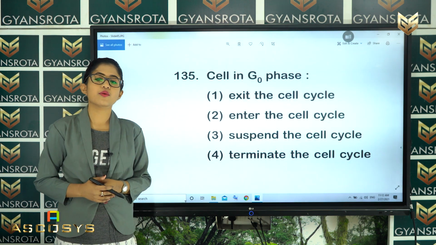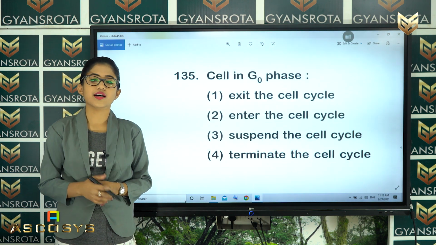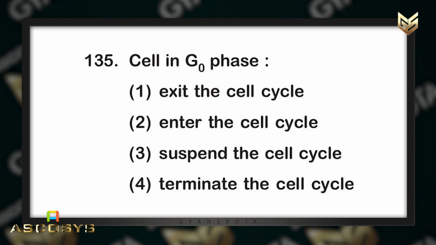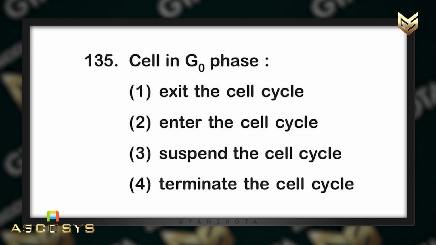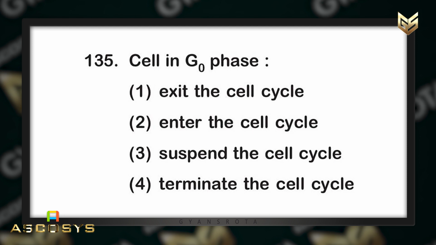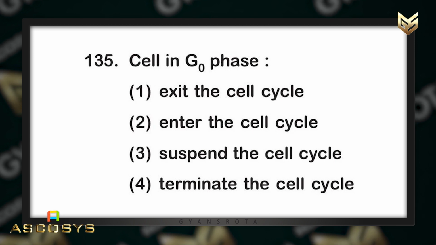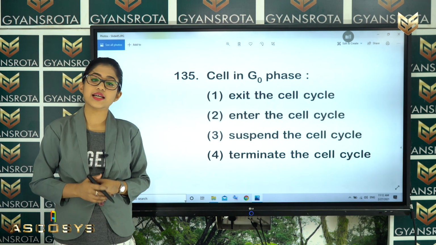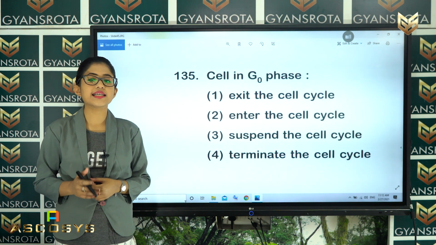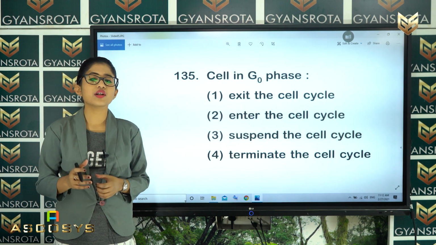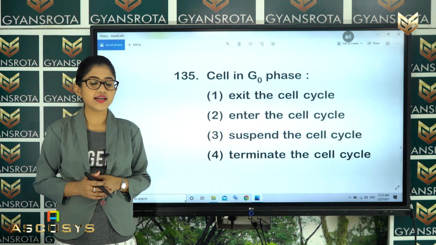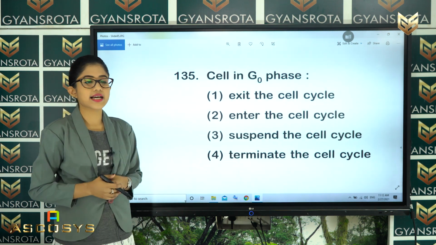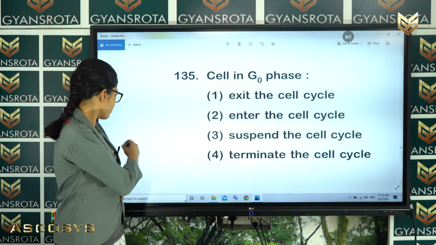So in this question number 135, you can see here, cells in G0 phase. Option number 1 is exit the cell cycle, enter the cell cycle, suspend the cell cycle or terminate the cell cycle. So from which chapter is it? It is from the chapter cell cycle and cell division. We have discussed all the phases of the cell cycle, right? So which among them is the correct answer? That is option number 1.